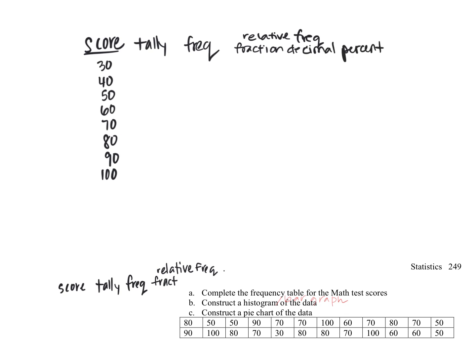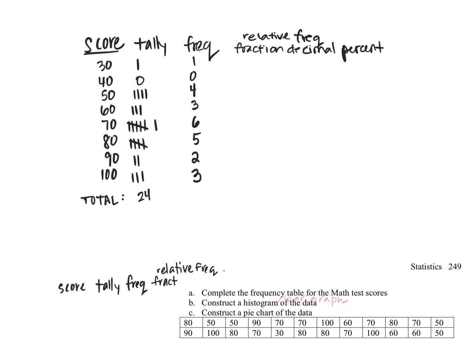Okay, so as you do your tally, you should get the same results that I have here. Okay, so I just finished my tallying. Just so you know, there should be 24 pieces of data. So number-wise, I got 1 30, 0 40s. There are 4 50s, 3 60s, 6 70s, 5 80s, 2 90s, and 3 people that got 100.